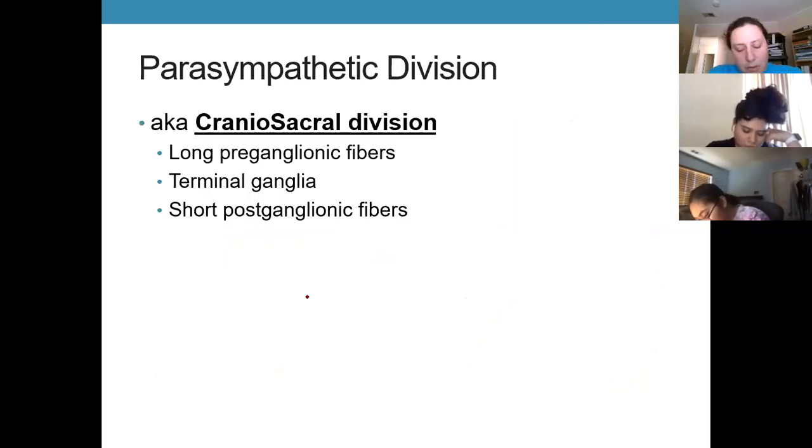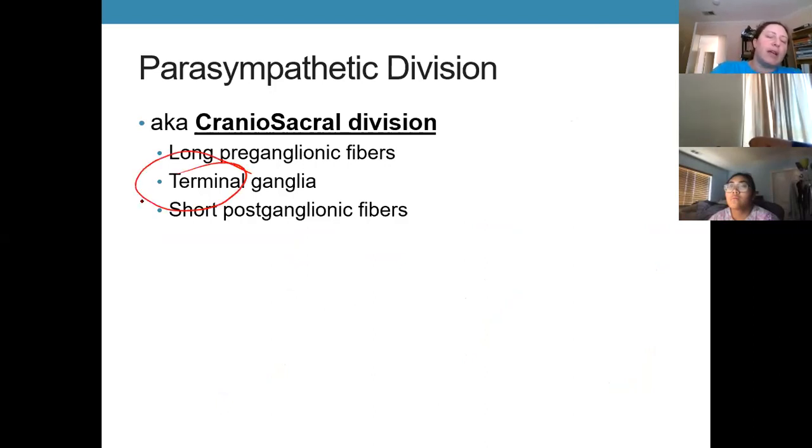Okay, so we take all that and then we're going to compare what we just talked about to the parasympathetic nervous system. So this division, remember, everything's basically opposite. So they're craniosacral. The preganglionic fibers are long. The ganglia are actually right by their organs, so we call them terminal ganglia because they're right at the end of the pathway. And then the postganglionic fibers are super duper short, and honestly, I don't even know why they exist.